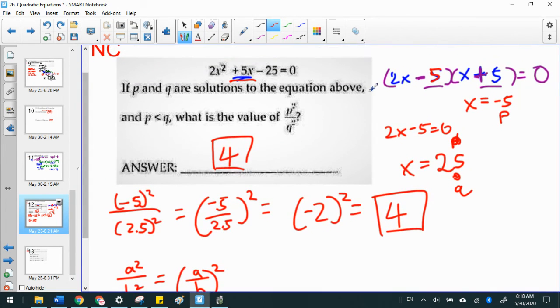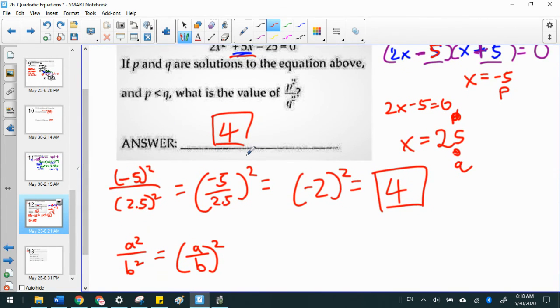So for this problem, obviously you need to know how to factor it in order to get to your solutions. But the trick is to combine it with the knowledge about this rule for exponents and fractions, so that you can cut some corners and get to this answer as quickly as possible. And now we're going to work on our last one.